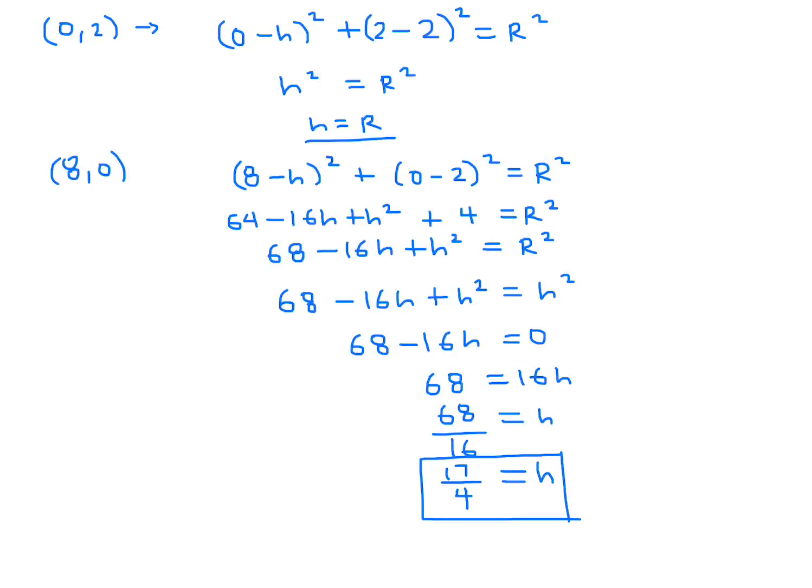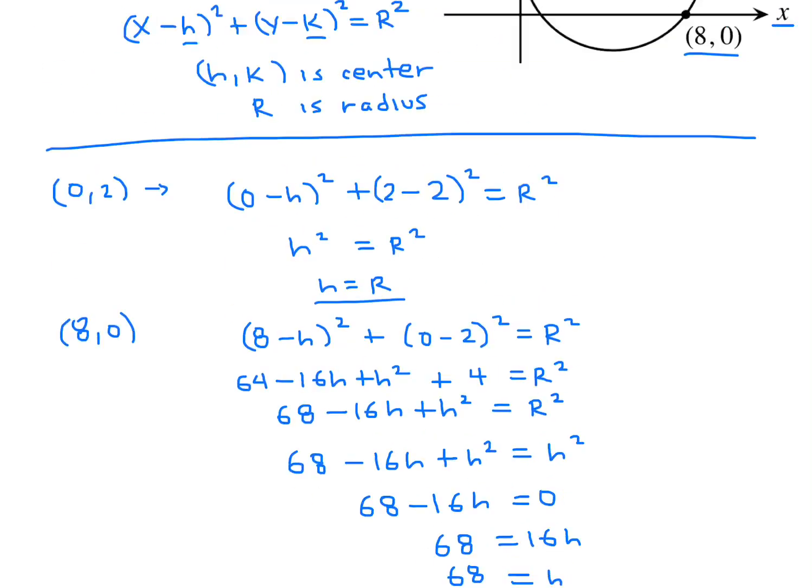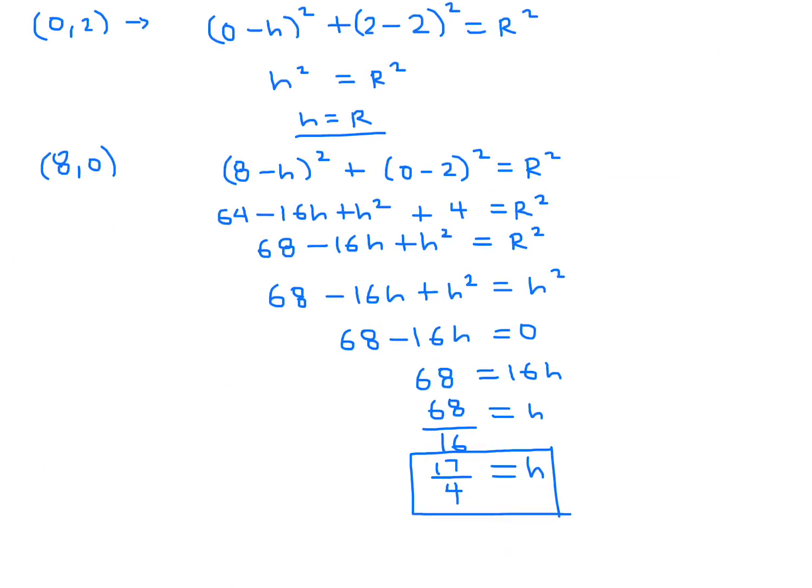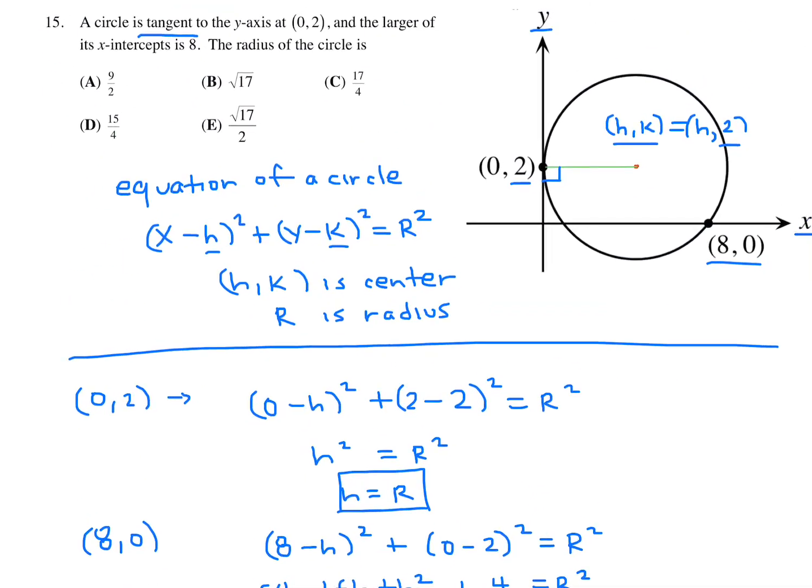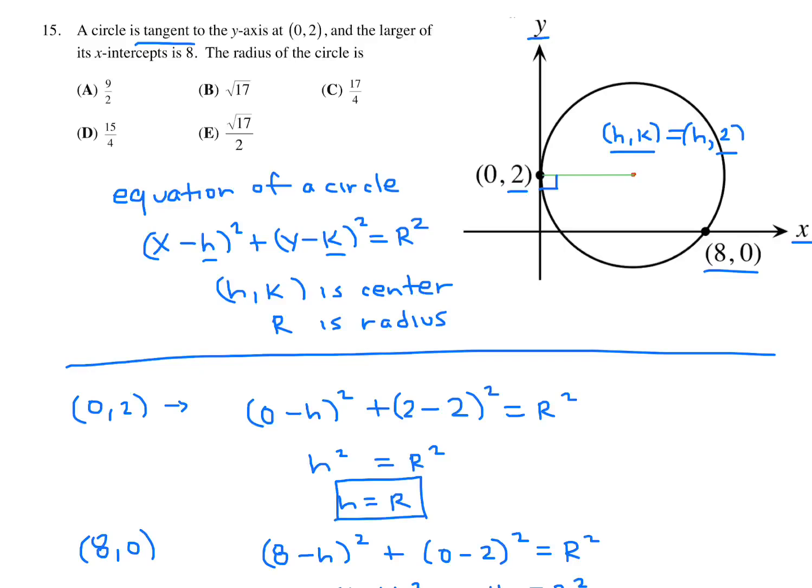All right, that's good. What did we want in our question? We wanted the radius. Well, h is equal to r. So if h is equal to 17 over 4, r is equal to 17 over 4. All right, and that's it. So 17 over 4, that would mean number 15 is C.